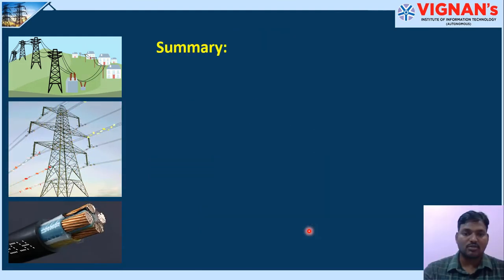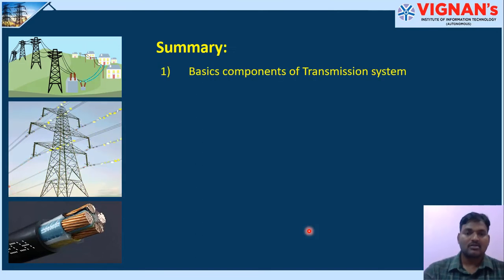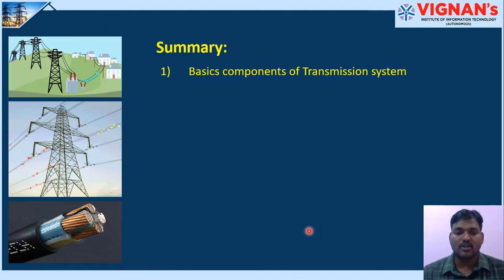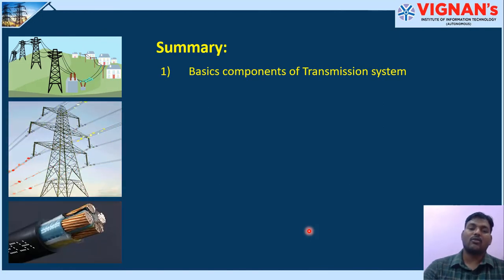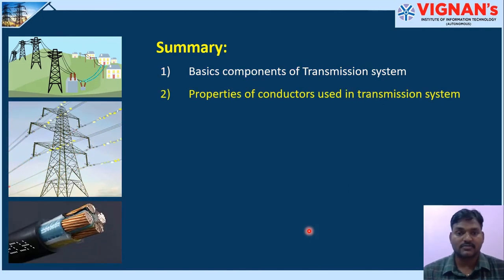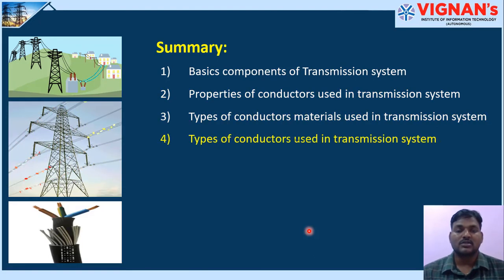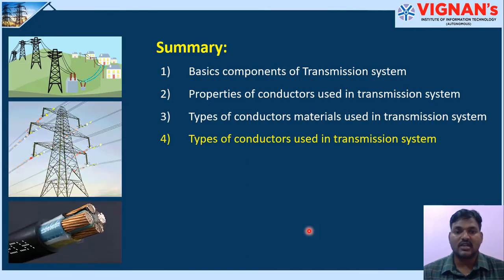So in this lecture, we have studied the basic components of transmission system: the meaning of insulator, the meaning of power transmission tower, the meaning of cross arms, and the conductors. What are the different types of conductors, what are the properties of these conductors, and different types of conductors that are used for transmission system along with the materials used.